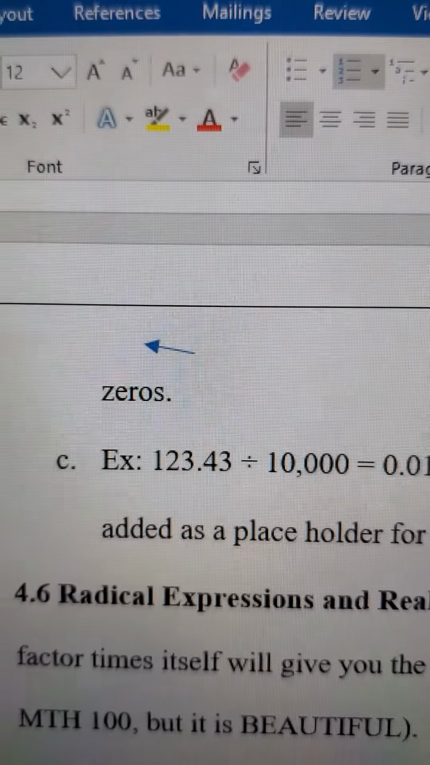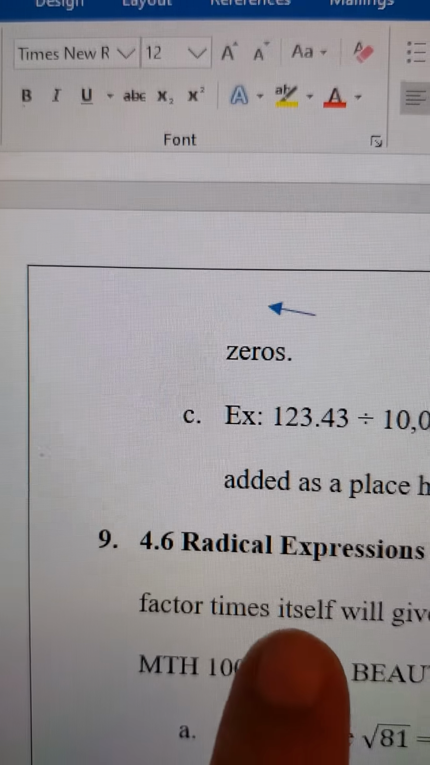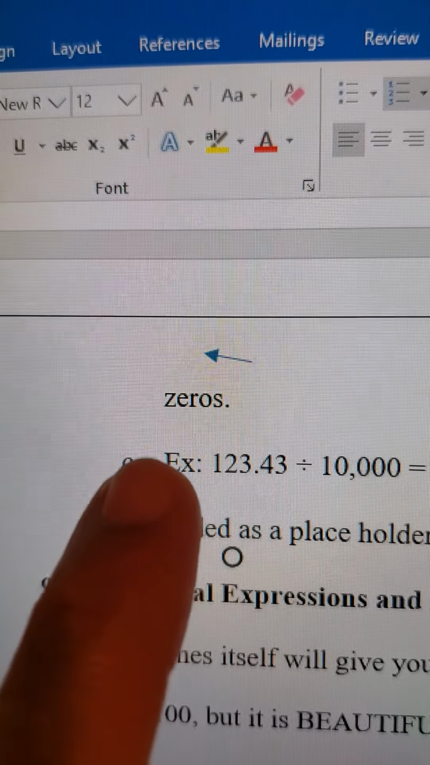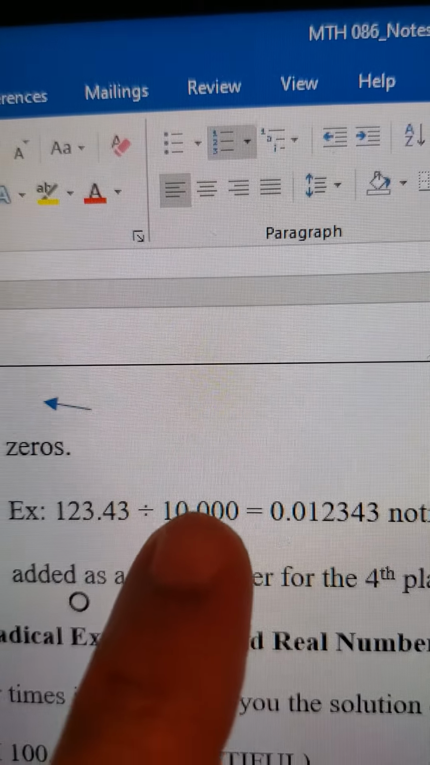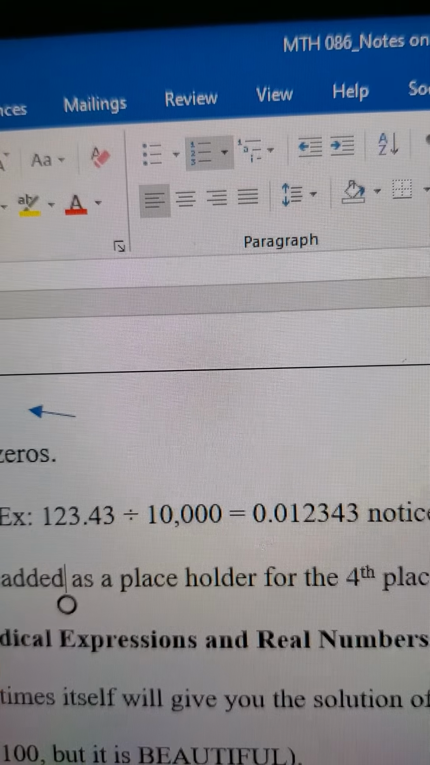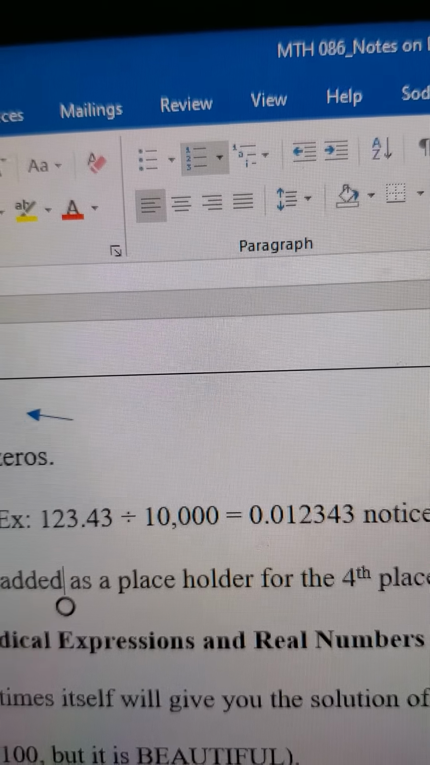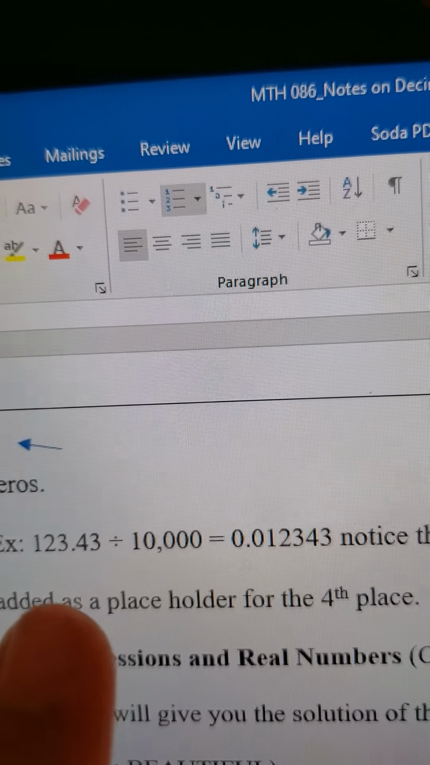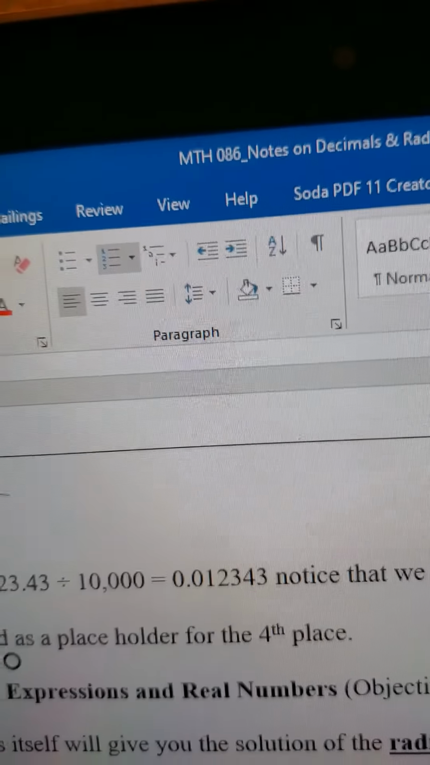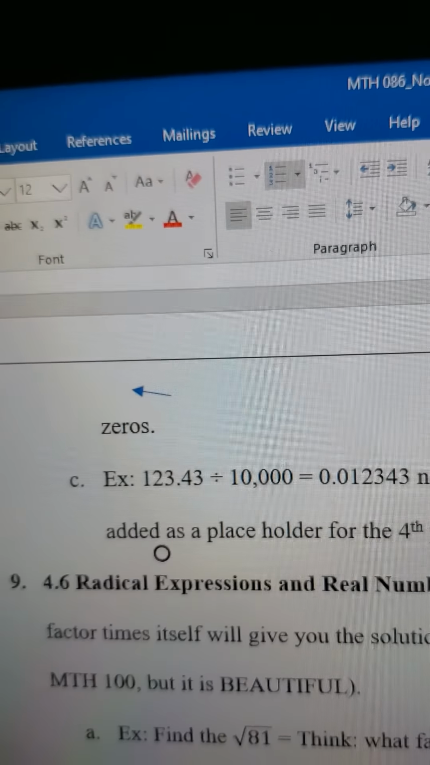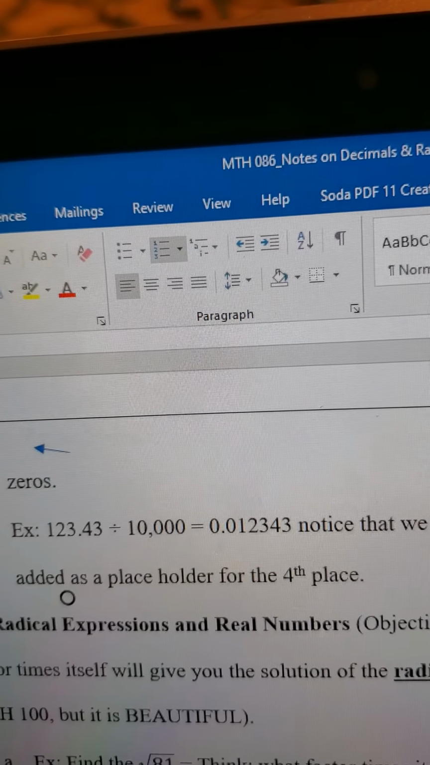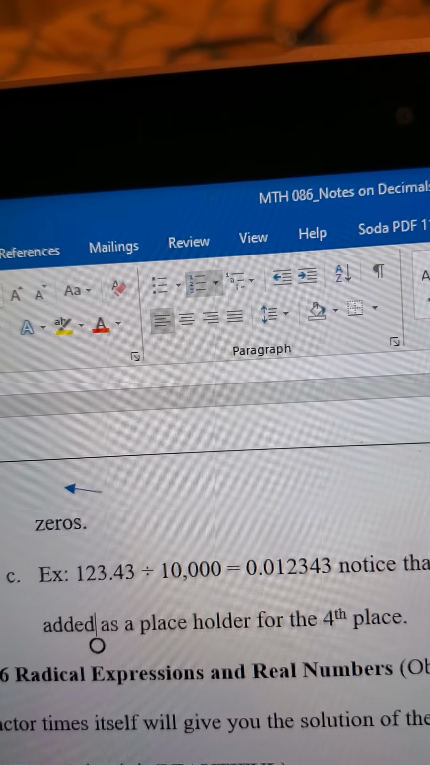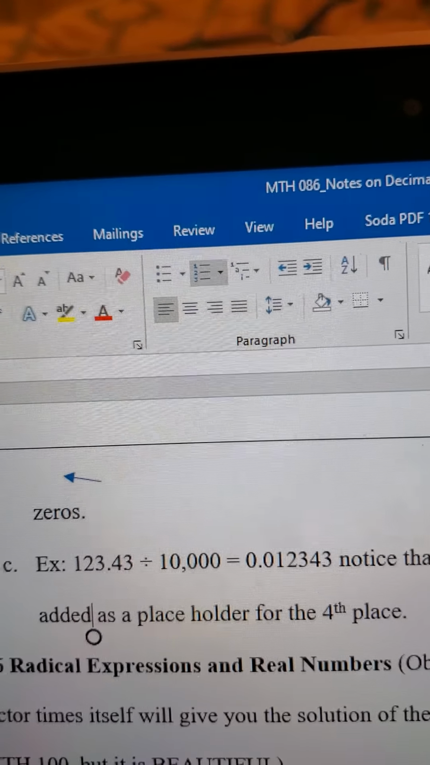Here's my finger. I put the finger on the phone instead. So here we go. It's 1, 2, 3, and the missing 0, right? See that? Missing 0. Because we would have ended up at 0.123, but it's not 0.123, it's 0.012343. All right, so there you go for dividing decimals.